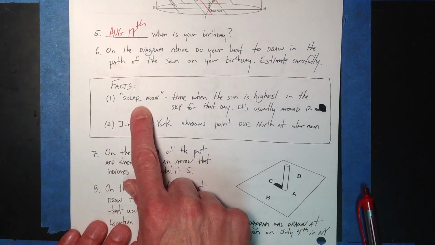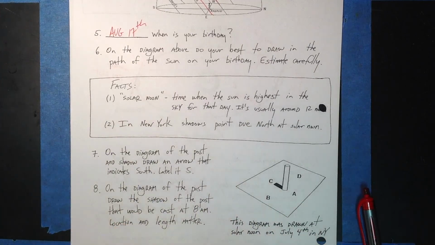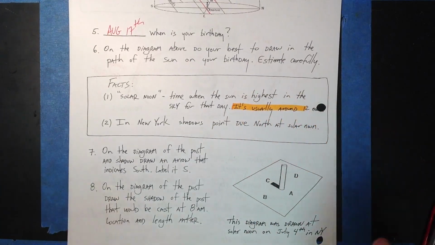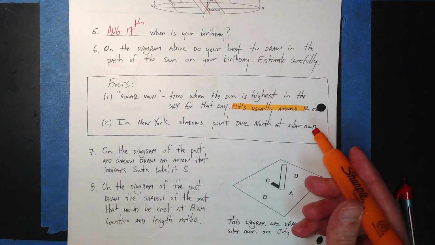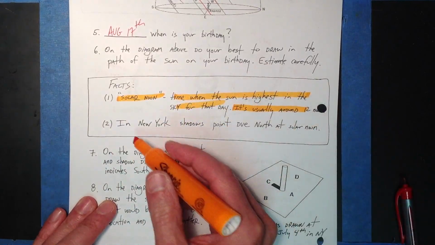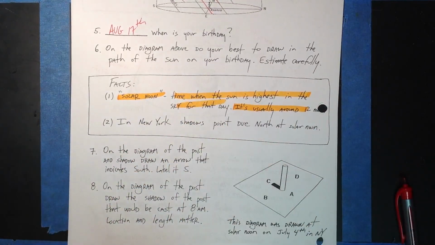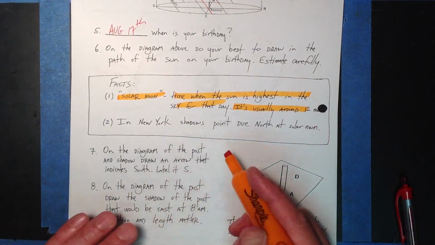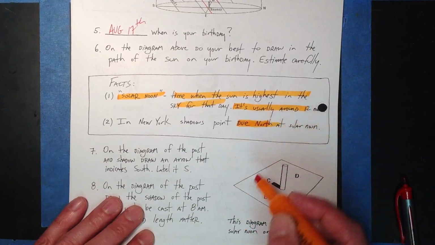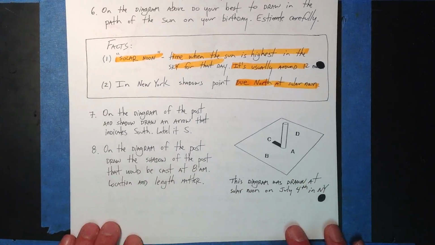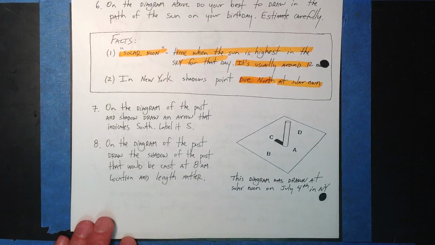Fact: solar noon is the time when the sun is highest in the sky for that day. It's usually around 12 noon. If you're in daylight savings, you set the clocks ahead in the spring, it's around 1 o'clock. But if we didn't have that, solar noon is the highest in the day. And in New York, and I mean anywhere north of the equator, anywhere in the U.S., shadows point due north at solar noon. That's key, at solar noon. So you always know the direction. Check this out. This requires some thinking. Not that easy, but something that you do need to have a grasp on.